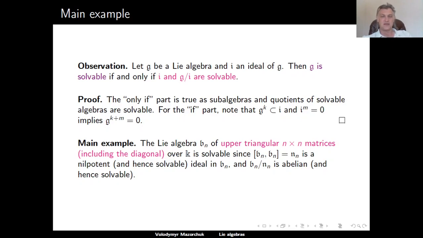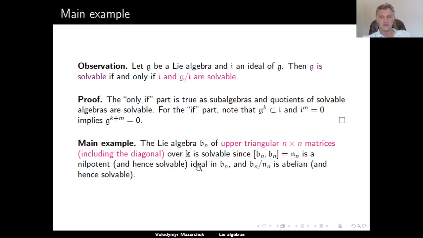The claim is that this Lie algebra is solvable. And this is the case because if we take the commutator of this algebra with itself, if we commute two upper triangular matrices, then the outcome is a strictly upper triangular matrix, which means that the commutator of Bn with itself coincides with the Lie algebra n sub n of all strictly upper triangular matrices, which, as we know from the previous lecture, is nilpotent and hence is solvable.